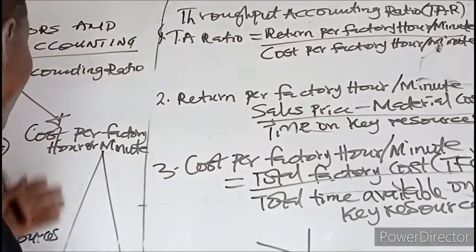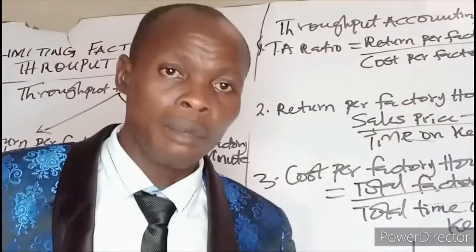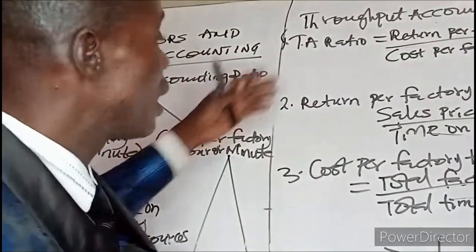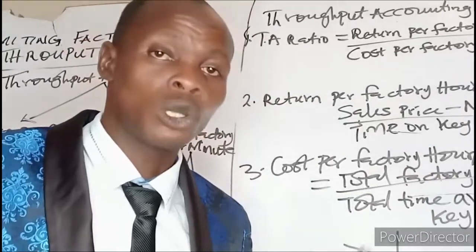So now these are the steps and the formulae required in solving problems involving a single limiting factor. I therefore want to consider a worked example from ICAN November 2023 Performance Management question number 4.